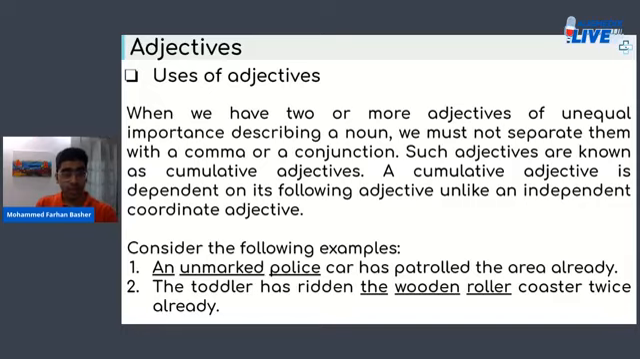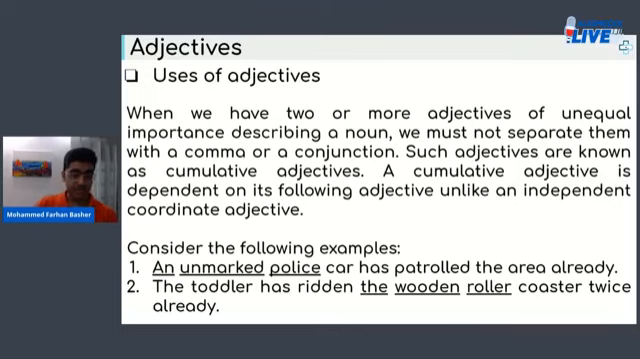Let's just read first. When we have two or more adjectives of unequal importance describing a noun, we must not separate them with a comma or a conjunction. Such adjectives are known as cumulative adjectives. A cumulative adjective is dependent on its following adjective, unlike an independent coordinate adjective. Consider the following examples. An unmarked police car has patrolled the area already. The toddler has ridden the wooden roller coaster twice already.